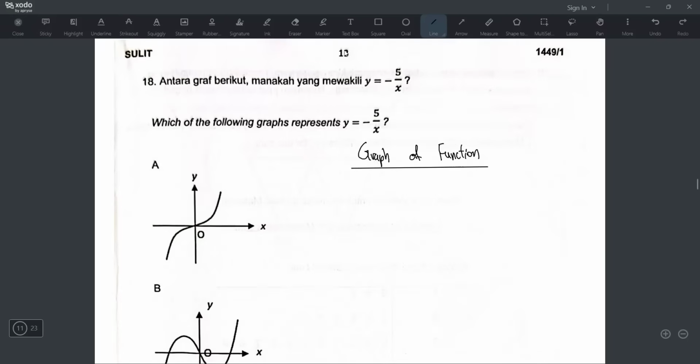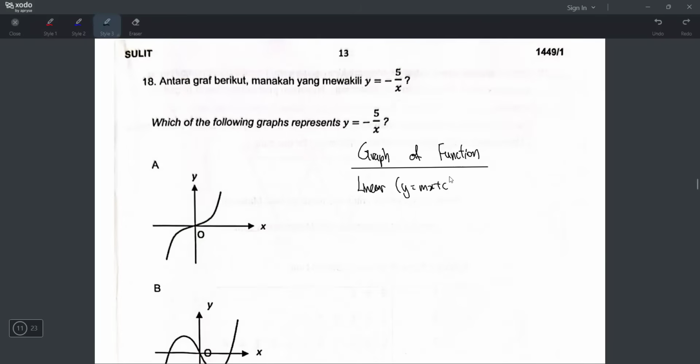The first type of graph, we call it the linear graph. And the equation looks like this: y equals mx plus c. And the graph will be a straight line. But it can also be like this. If your m is bigger than 0, then the line is going up. But if your m is lesser than 0, then the line is going down.